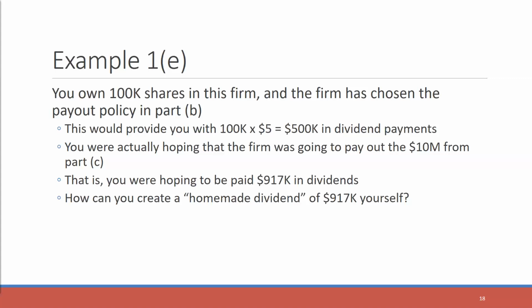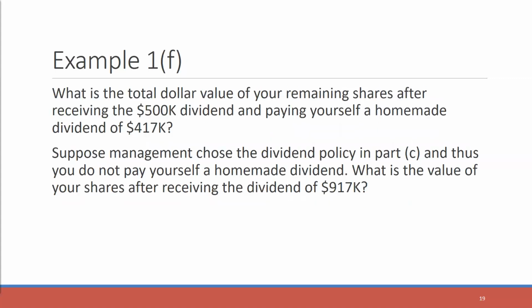So this is how we can create a homemade dividend, meaning we can always sell off some of our shares in order to basically pay ourselves the level that we want. What is the total dollar value of your remaining shares after receiving your 500K dividend and paying yourself the 417,000?